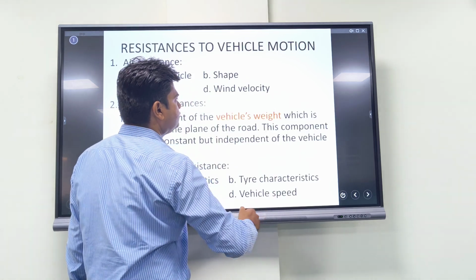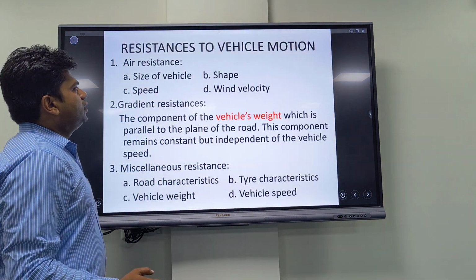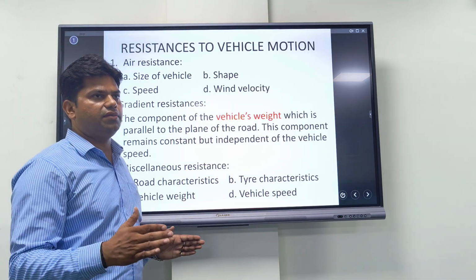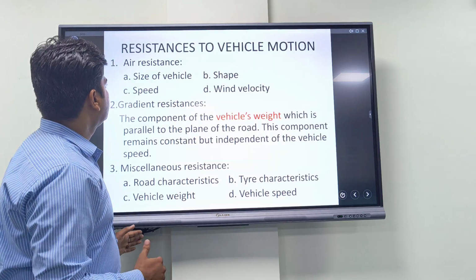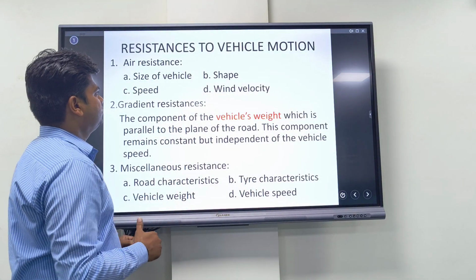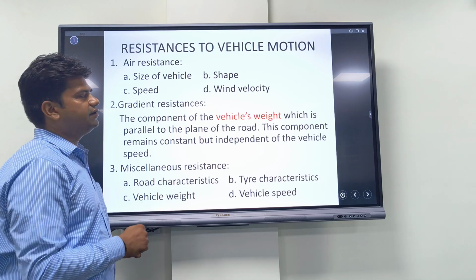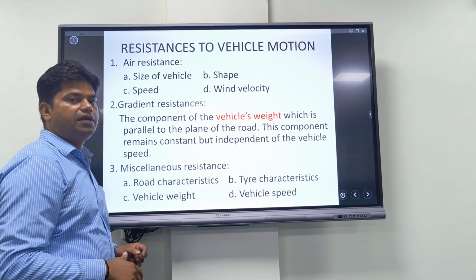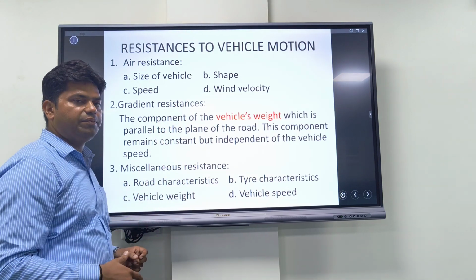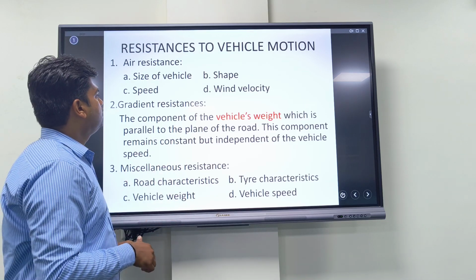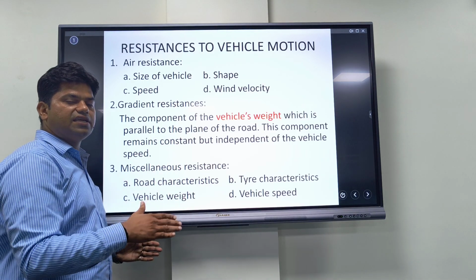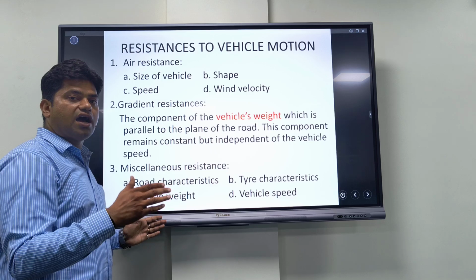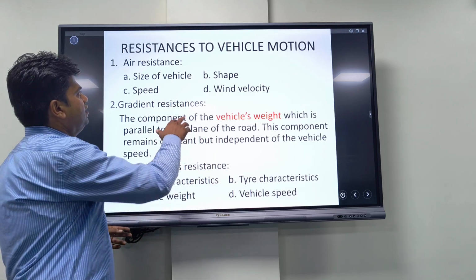Next slide. Resistance to vehicle motion. There are different types of resistance when the car moves on the road. First resistance, air resistance. It depends on four categories: size of vehicle, shape, speed, and wind velocity. If wind velocity increases, the speed of the car decreases. If size of vehicle increases, the speed of car decreases.